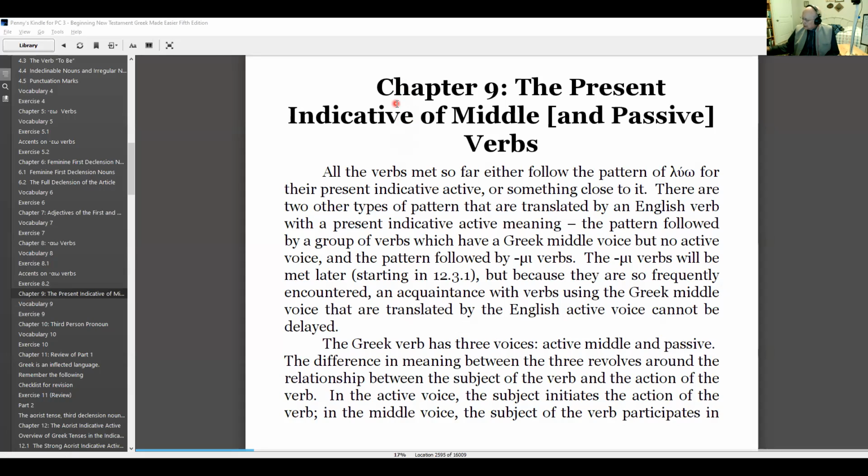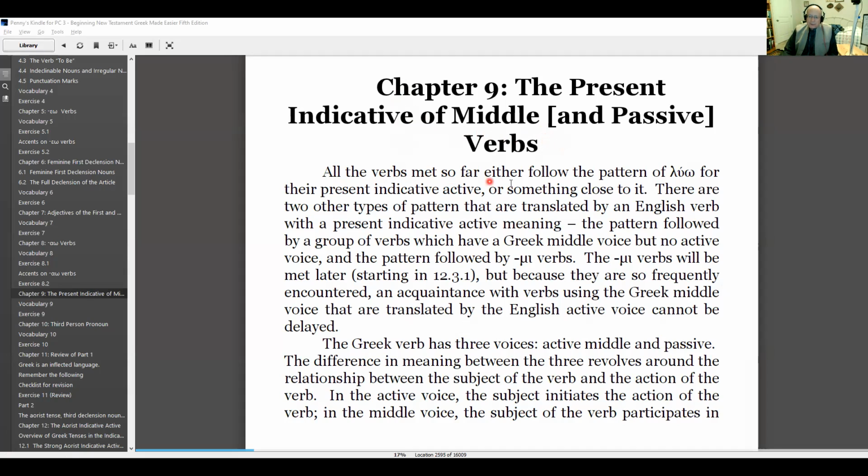If you will turn in your textbook, I believe it's page 86, you can follow along as we look at chapter 9, the present indicative of middle and passive verbs. Right away, I hope that you recognize some terms that we have been talking about in the last two videos.